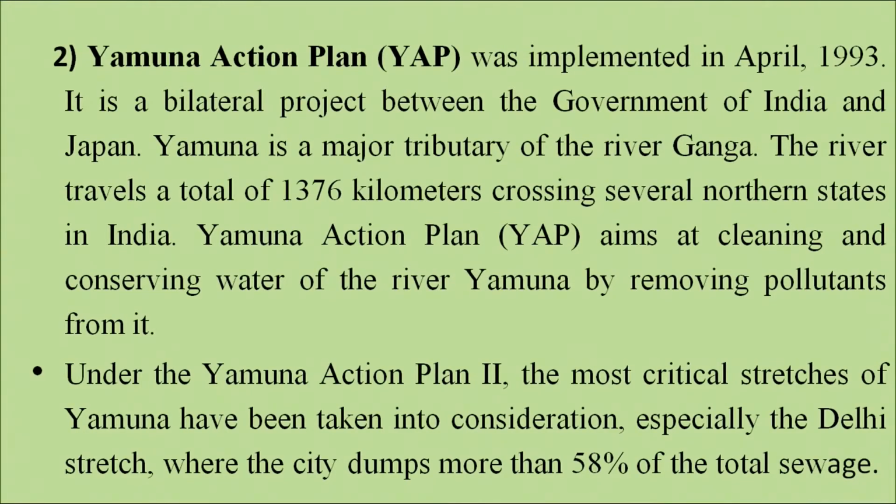Yamuna Action Plan was implemented in 1993. It is a bilateral project between Government of India and Japan for taking up the cleaning process of river Yamuna. Yamuna runs for about 1336 kilometers across several northern Indian states. The Action Plan aims at cleaning and conserving the water of river Yamuna by removing pollutants from it. Under the Yamuna Action Plan, the most critical stretches of Yamuna have been taken up for cleaning up, and this particular action plan is primarily looking at the pollution around Delhi stretches where the city dumps most of its total sewage.